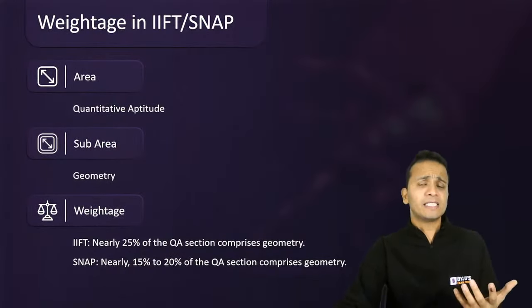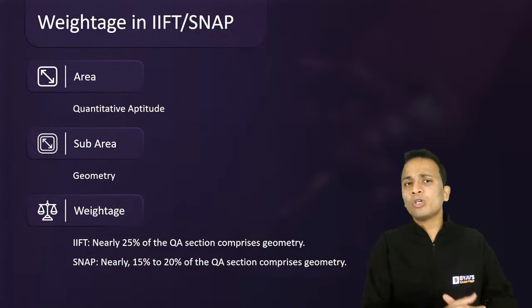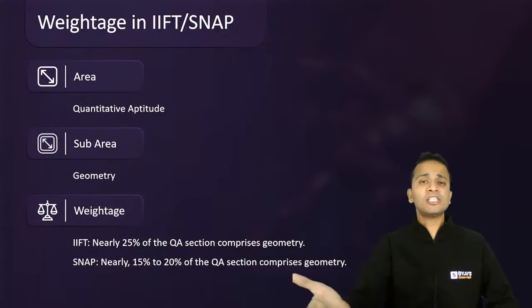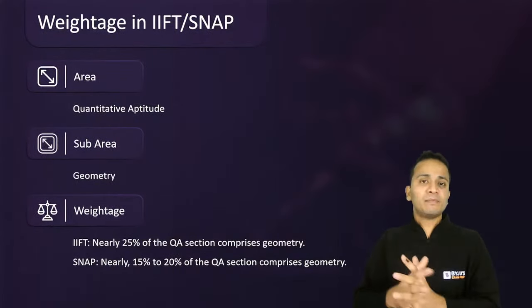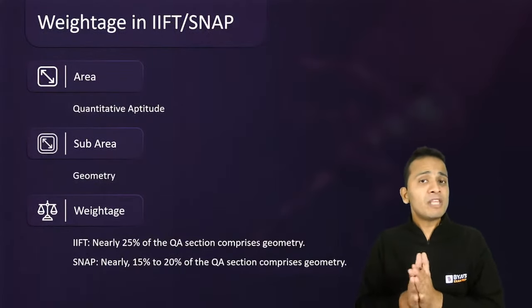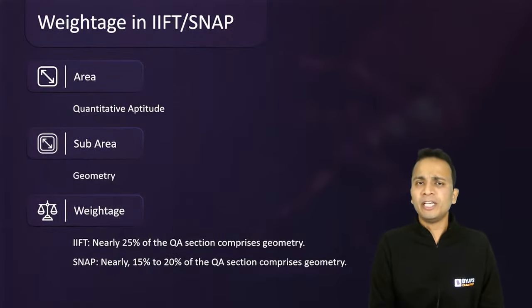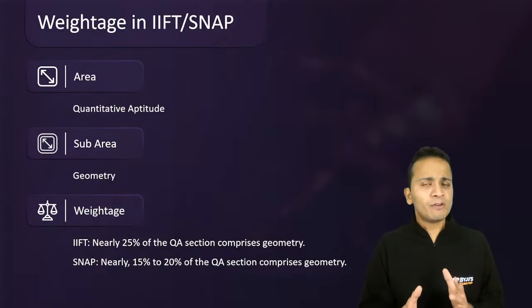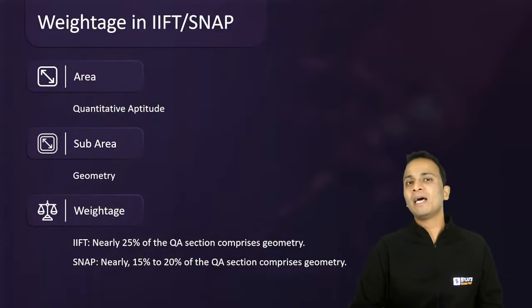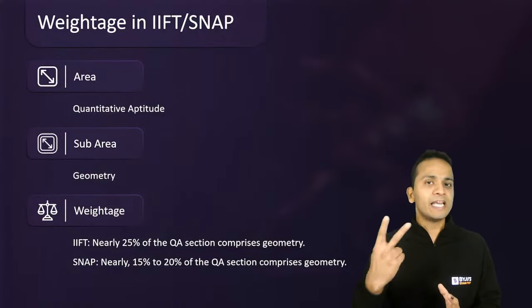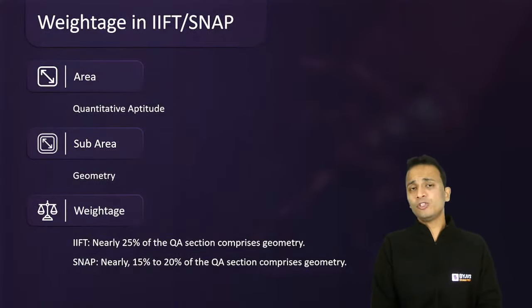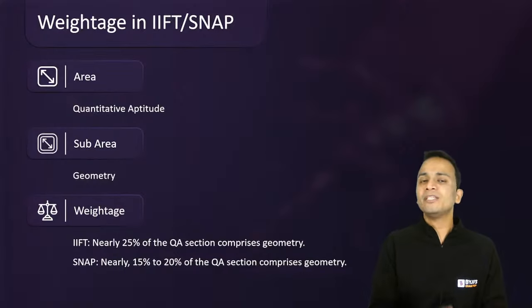Now we have seen CAT. In CAT, arithmetic was the most important area, and next important area was algebra. Now after arithmetic, algebra was the important area, but the same thing cannot be said about these two examinations. So definitely arithmetic will remain the most important area for IFT or SNAP, but I can say that the second most important area for these two examinations can be geometry.